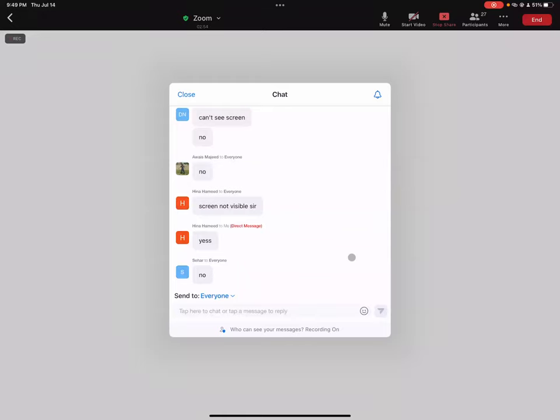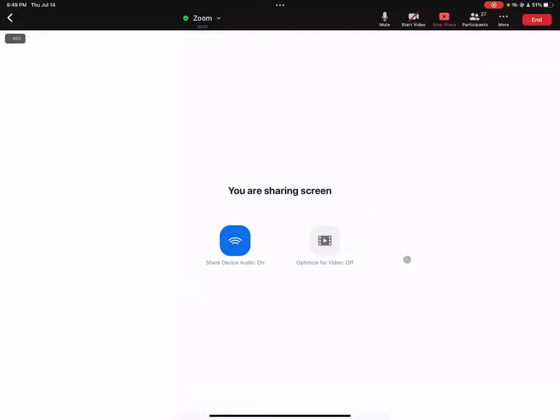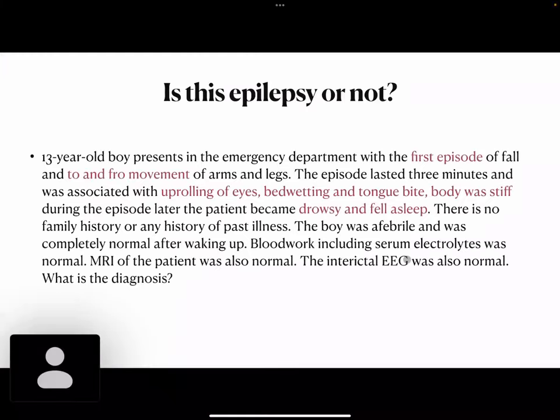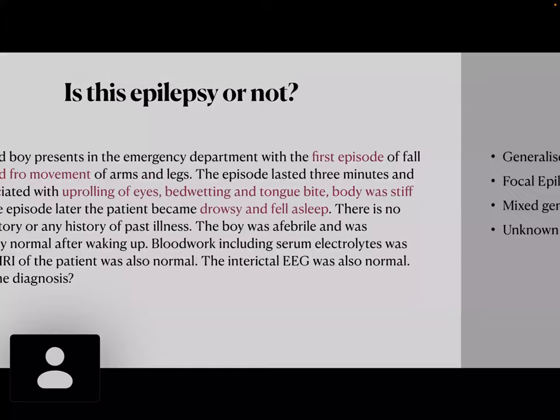No. Okay. Sahar says no. Dr. Naqvi says no. Mudassa, everyone is right. So the patient is not epileptic. Many people have one seizure in their lifetime and not have another seizure. It is a very high percentage. So that is why epilepsy is labeled as at least two or more seizures.